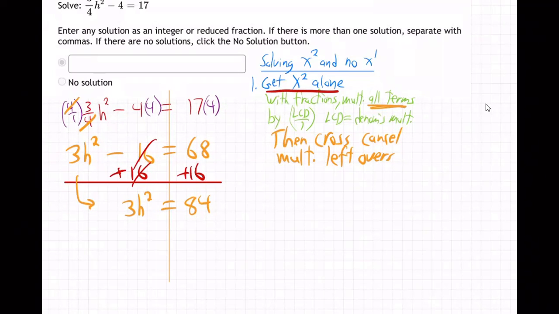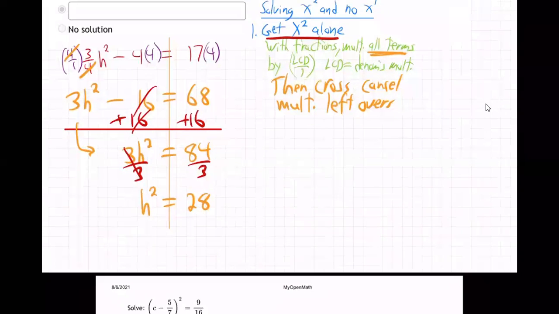Now we're almost there. All this is still trying to get h squared alone. Got to divide by 3. Boom. H squared equals 28. Divide that on your calculator. Okay, so all that is to get the x squared alone.